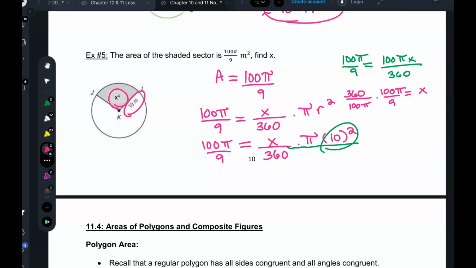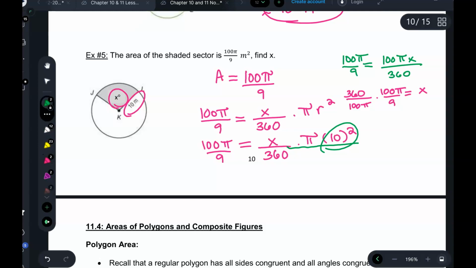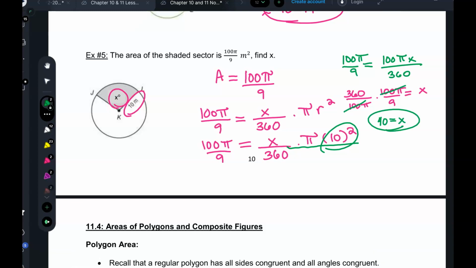Okay, I'm kind of running out of room, so if I were to multiply both sides by the reciprocal, like what I did here, what do you notice? What cancels? The pi and the 100. And what do we end up with? 360 over 9. Every problem is going to work out this way. What's 360 divided by 9? 40. Wait, I don't understand how you got the x at the other side. I just explained it, Emma. 40.